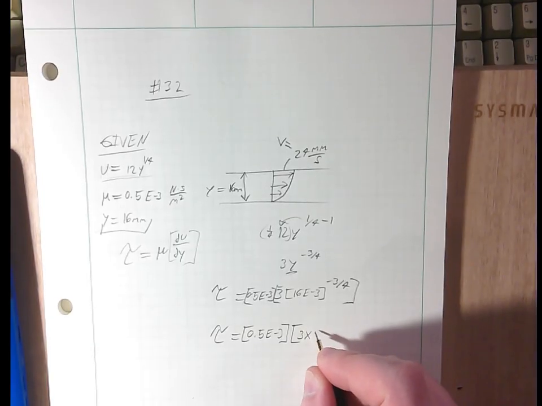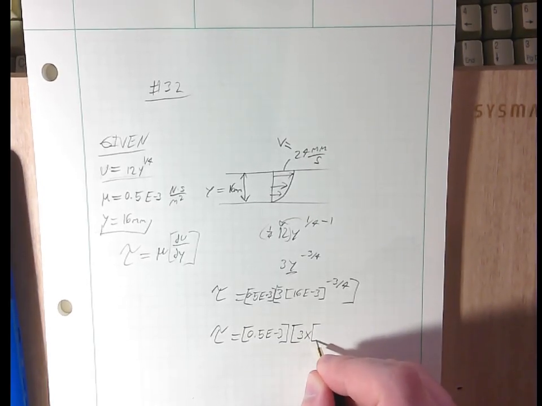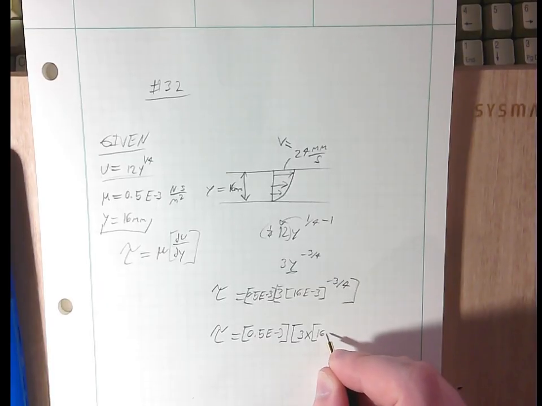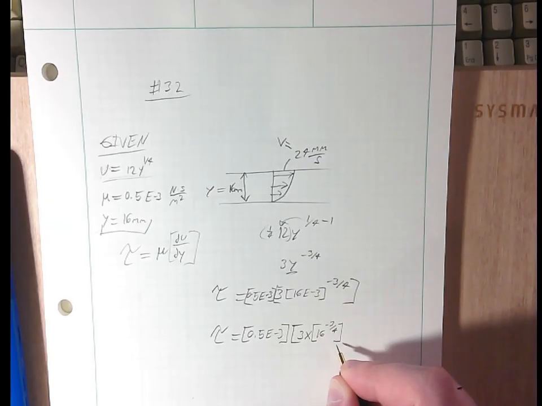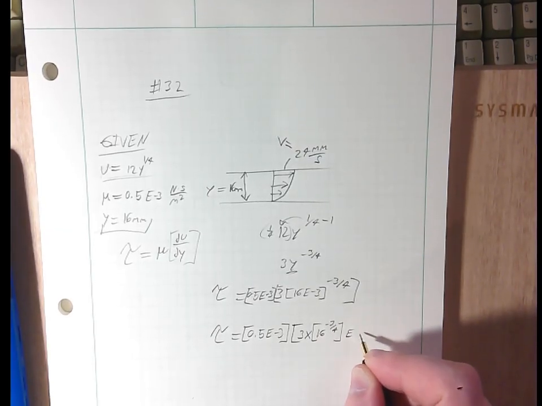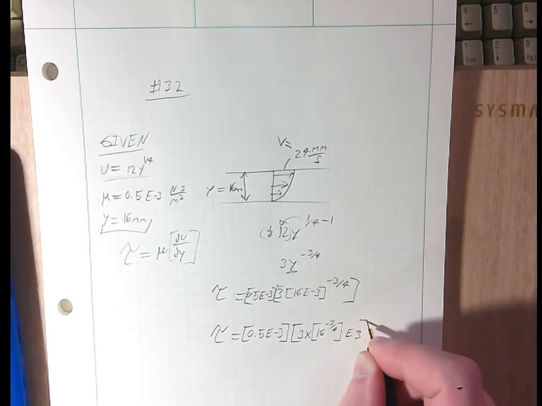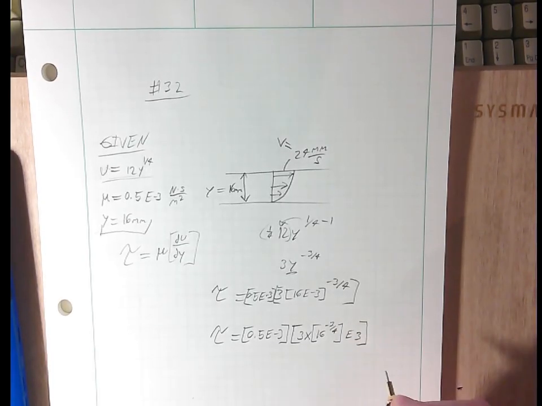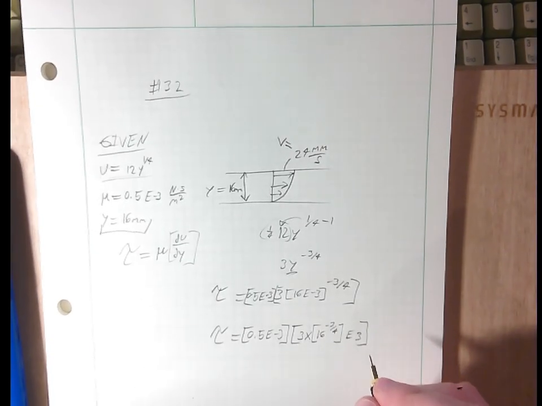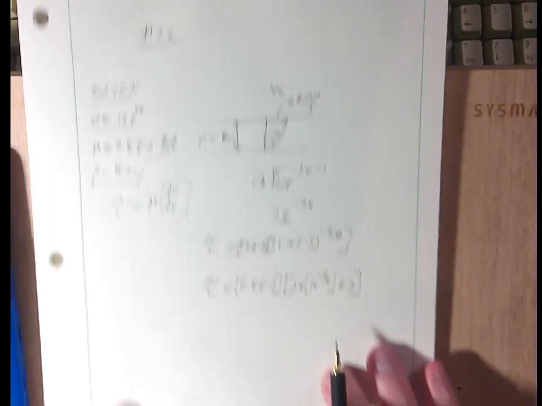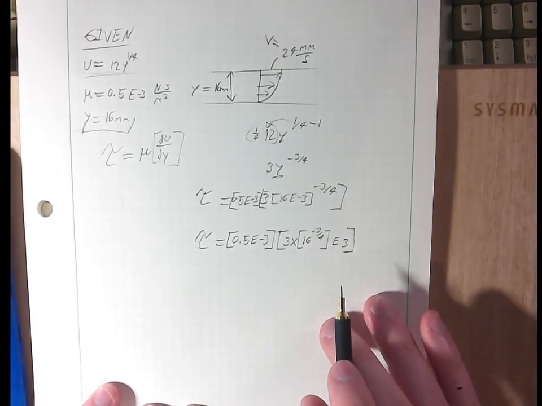3 times 16 negative 3 quarter e to the positive third. I tried it about 100 different ways. This is how you have to do it. So I'm gonna have to remember that.